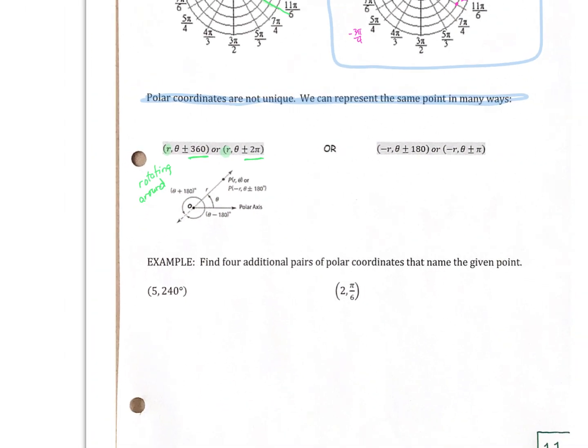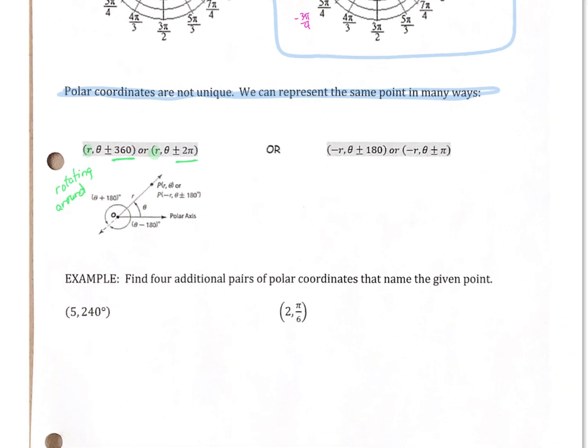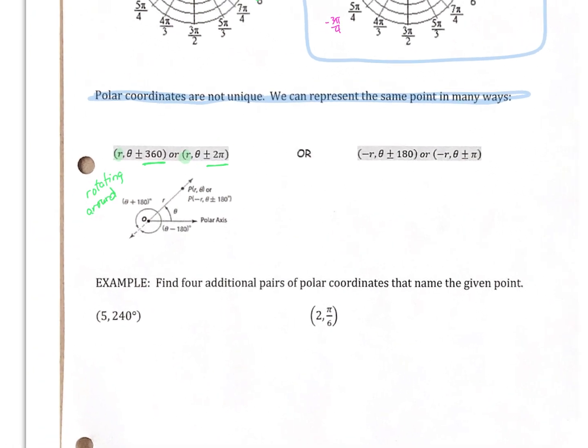But the other way that we can get to that same point is by switching directions, going through the pole, right? So if you notice on these, we're switching the direction and we're going through the pole, so we have a negative R value. And in that case, what we're going to have to do is add or subtract 180, or what's equivalent to 180, which is pi. So for these, we are going in the opposite direction.